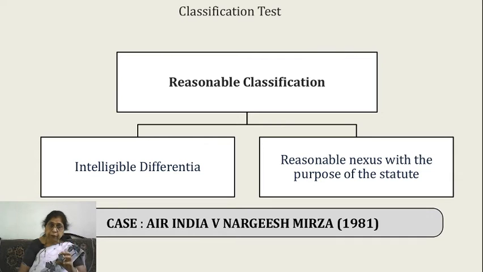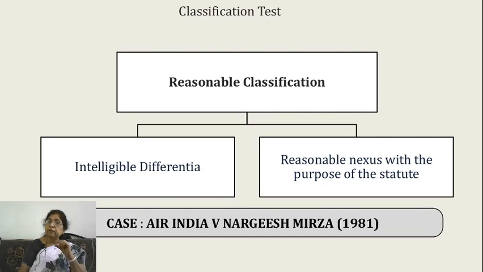When we classify people for a special treatment, now when we say that ladies cannot do this job, so we are classifying into men and women, whether that is reasonable. In this case the court said that reasonable classification should be in such a way that there should be intelligible differentia, that is the things which are differentiated should be able to be understood by our intelligence. The second ingredient of reasonable classification is that when the classification is made, the different categories which are made should have reasonable nexus with the purpose of the statute.